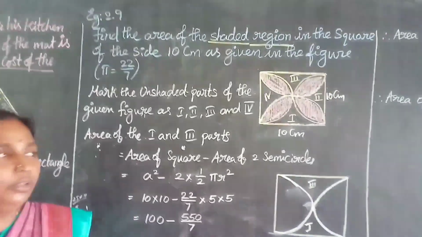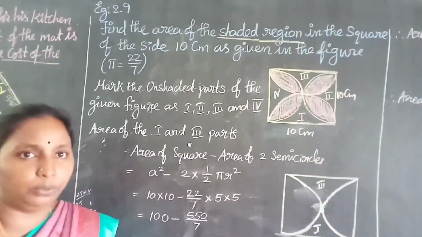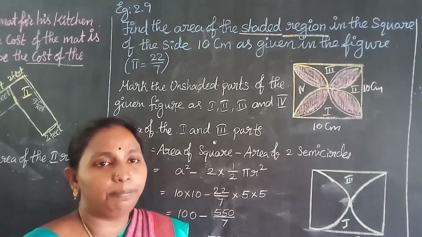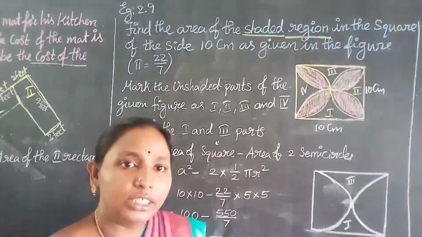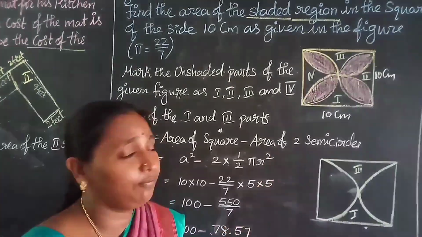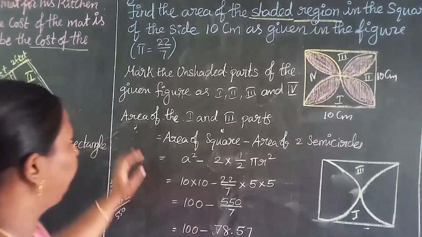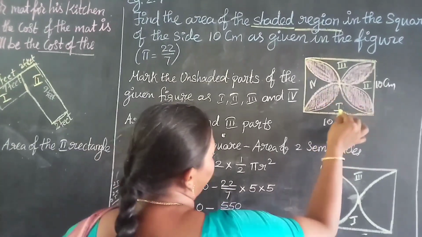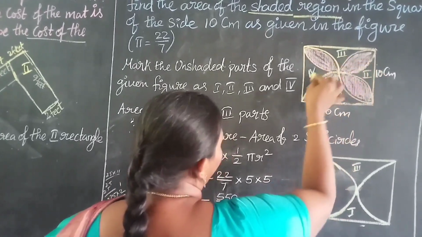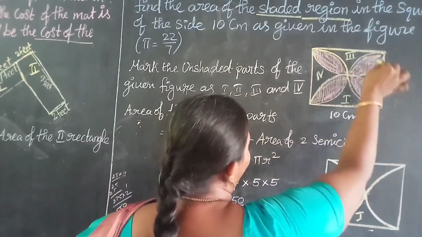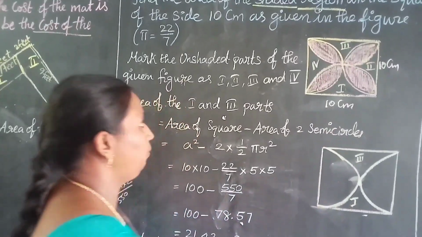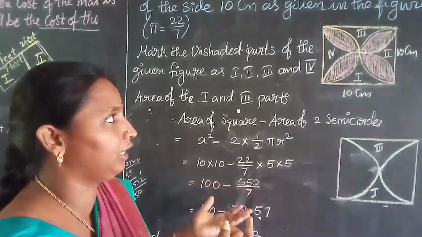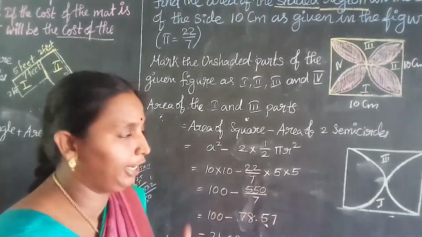So we can't directly find the area of the shaded portion. First we are going to find the area of the unshaded portion and then subtract that from the area of the square. Then only can you find the area of the shaded portion. So mark the unshaded parts of the given figure 1, 2, 3, 4. I am marking the unshaded portion like this, 1, 2, 3, 4. I will find the area of these portions first, then subtract that from the area of the square.